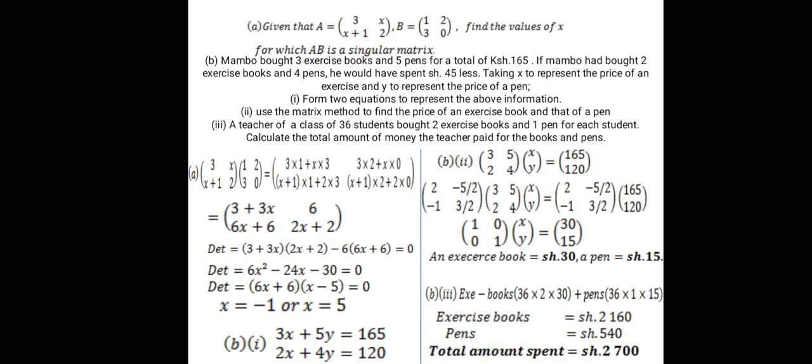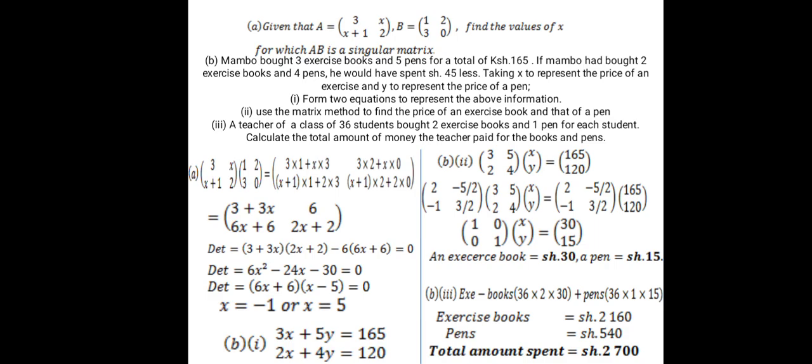Mambo bought 3 exercise books and 5 pens for a total of 165 shillings. If Mambo had bought 2 exercise books and 4 pens, he would have spent 45 shillings less. Taking x to represent the price of an exercise book and y to represent the price of a pen.